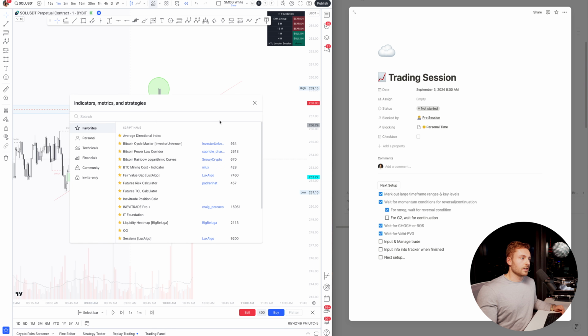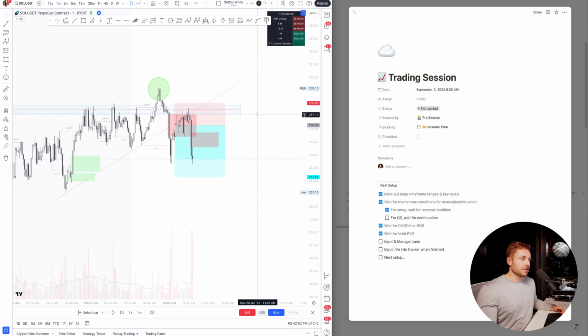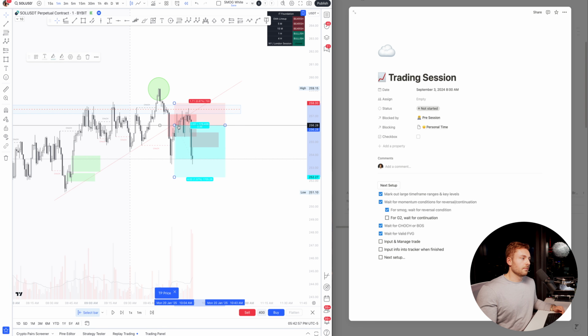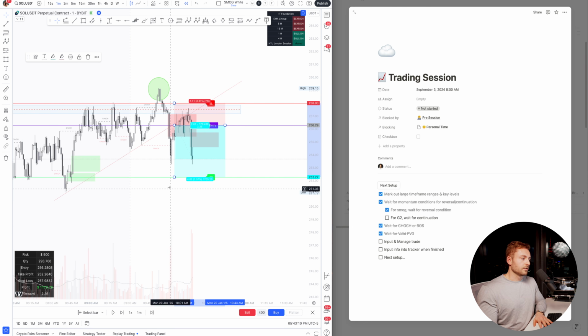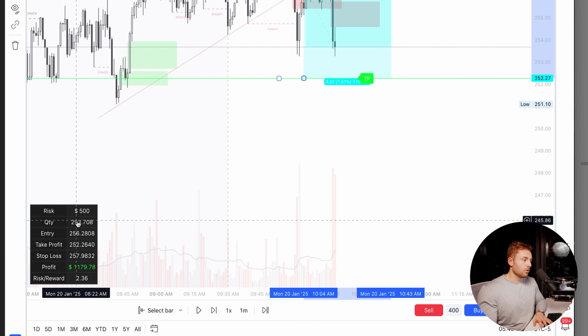What I'm then doing before I even get in, I should have gone through this sooner, right? I'm clicking on my InnovaTrade position size calculator, which once again, you guys have access to in your tools if you DM me. I'm going to click on my entry price, I'm clicking on my take profit, and I'm clicking on my stop loss level. And then I'm entering in the dollar amount I want to risk. So if you want to risk $50, whatever, I'm risking 500 on my trades. So I'm going to put that in there. And what that's going to do is give me this table here to show me my quantity, my expected profit, and then all of my order inputs.